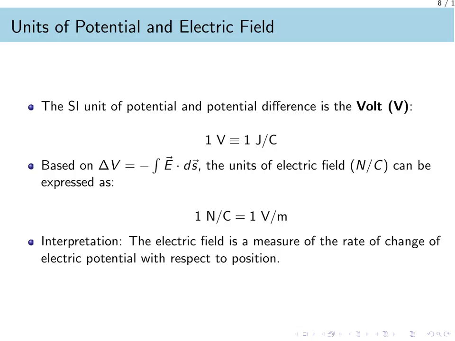1 volt is defined as 1 joule of energy per coulomb of charge. Because potential difference is calculated by integrating the electric field over a distance, we can also express the units of the electric field in terms of volts. While we previously used newtons per coulomb, it is often more practical to use volts per meter. This gives us a new way to interpret the electric field. It represents the rate at which the electric potential changes with respect to position in space.